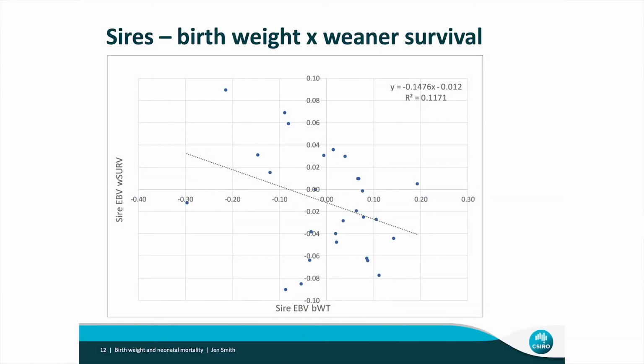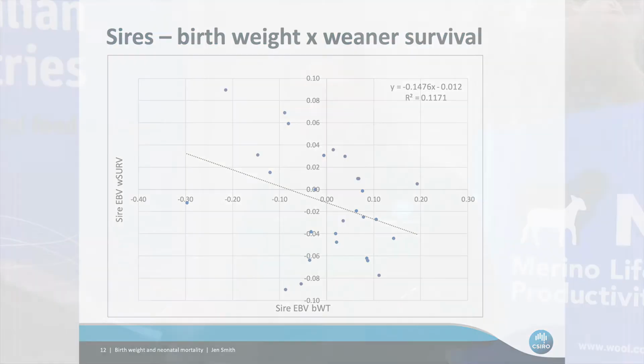What we've got here is the within flock sire breeding values for weaner survival and birth weight. And that does show us that there is an unfavourable relationship between birth weight and survival, and certainly those sires that had the above average birth weights did end up with lower weaner survival.